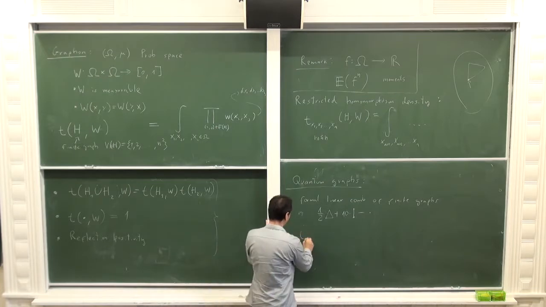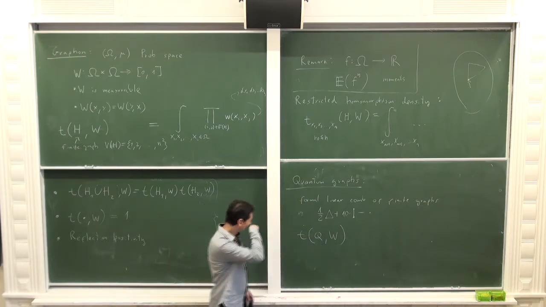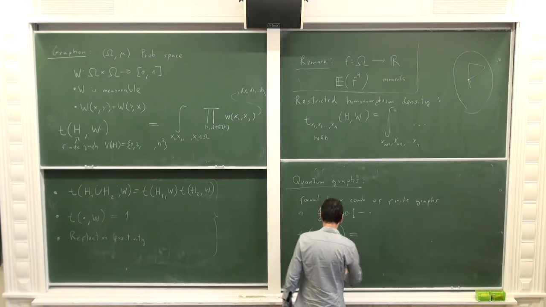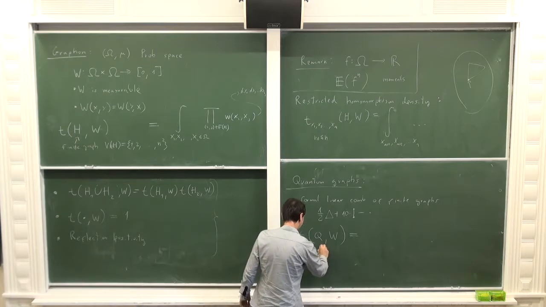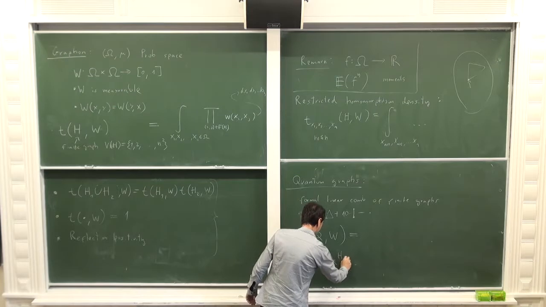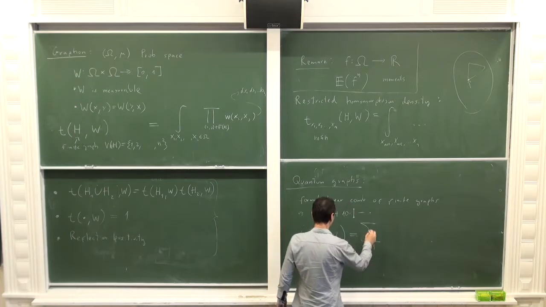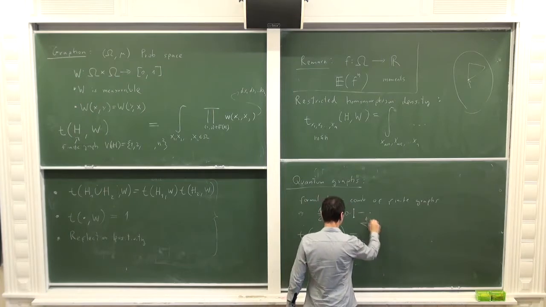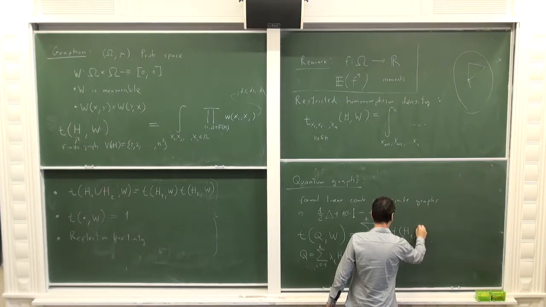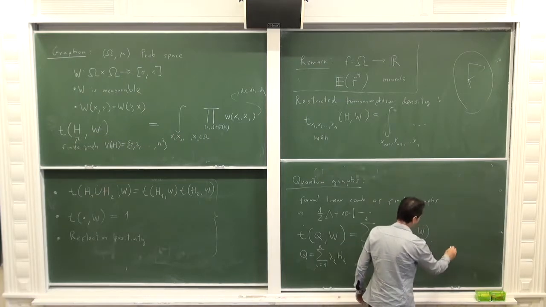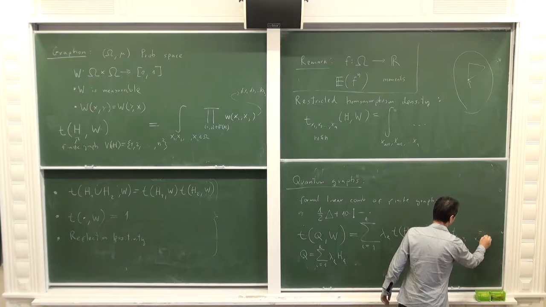So the density of a quantum graph in W is just, so if Q is this formal linear combination, then this is just equal to this linear extension of the homomorphism density. And similarly, you do the same thing for restricted homomorphism densities as well. So same thing.